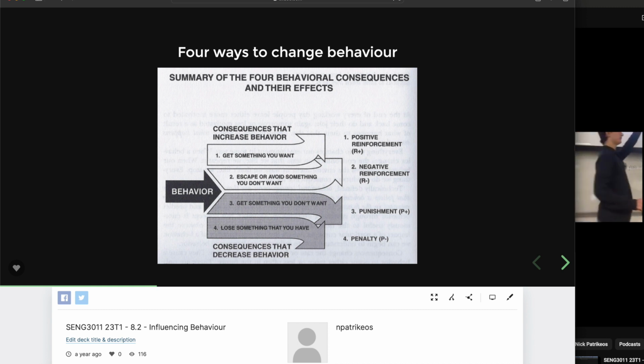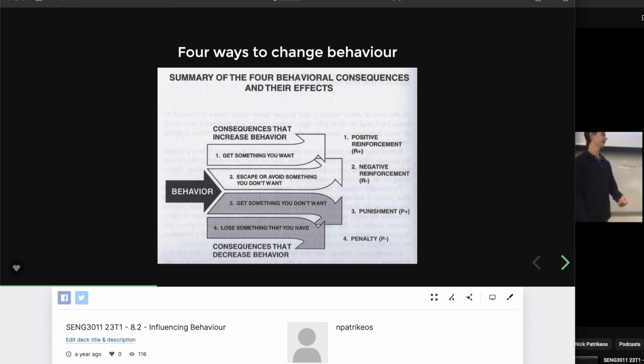The third one is punishment, which is where you get something that you don't want. For example, at school, someone calls someone else a name, or someone swears, and the teacher says, okay, now you have to clean the toilets. You didn't have to clean the toilets before, but now you have to. That's your punishment.